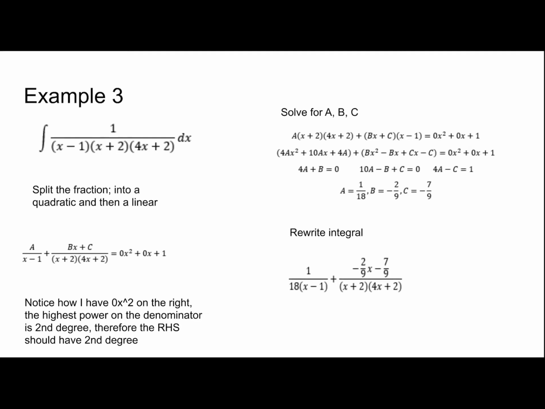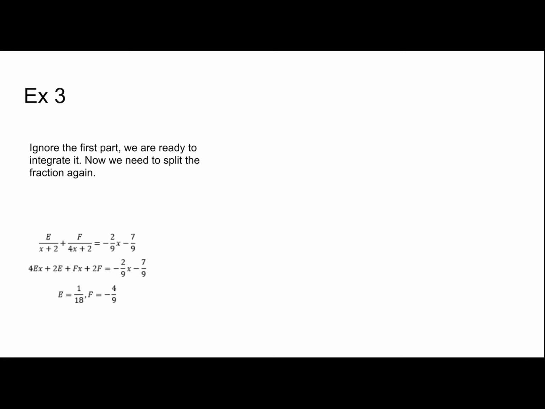So going back to example 1 and 2, it's the exact same thing now. Alright, so ignore that. We're still at example 3. So ignore the first part. We're ready to integrate it. So now we need to split the fraction again. That's the exact same thing we did in question 2 and question 1. Because we've already used a, b, c, and d, I'm going to choose the next variables, which are e and f.